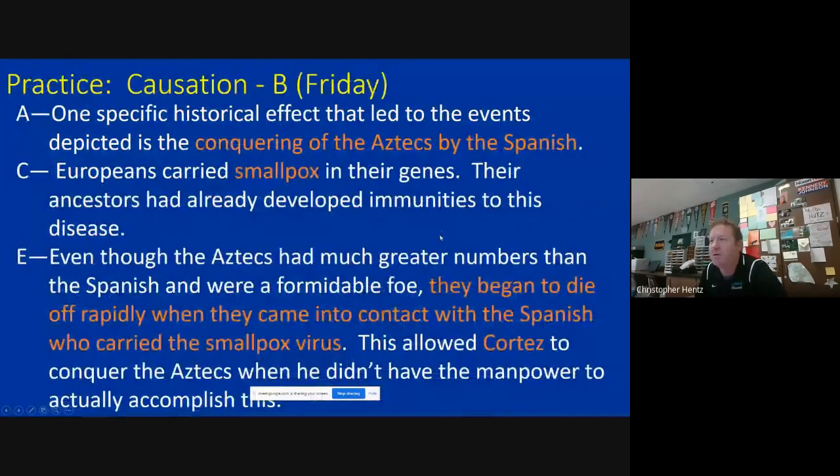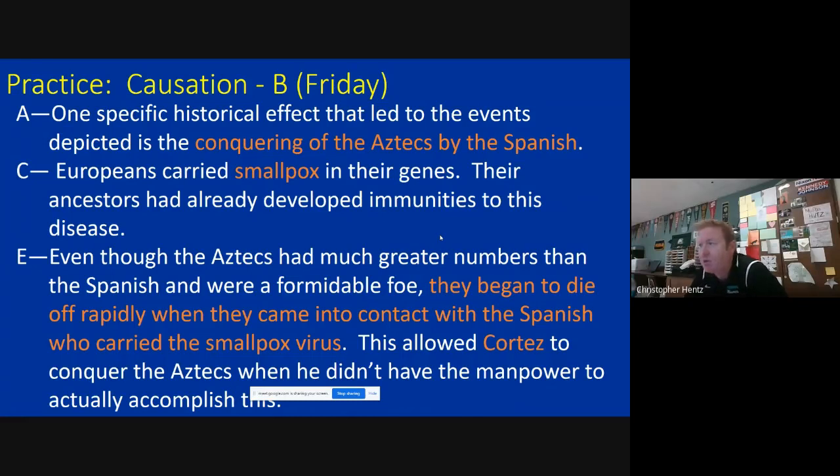One specific historical effect that led to the events depicted is the conquering of the Aztecs by the Spanish. So in this particular answer, I use the effect of the Aztecs being conquered. The example is going to be the smallpox, like you guys chose. Good. And I mentioned in there that the Europeans, many of them had already developed immunities. Here's where you get the point by using the explain here.